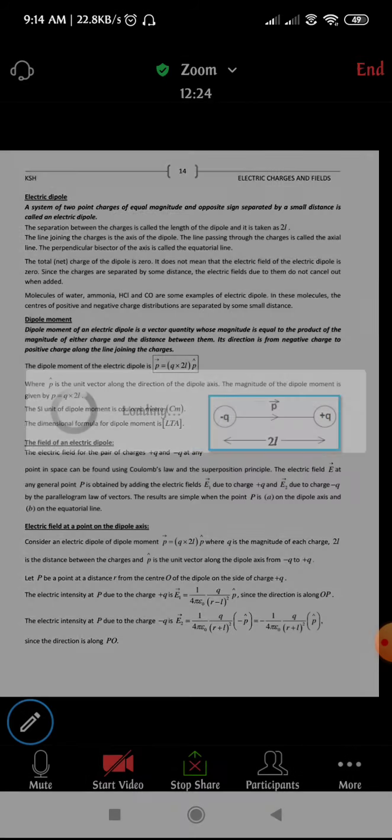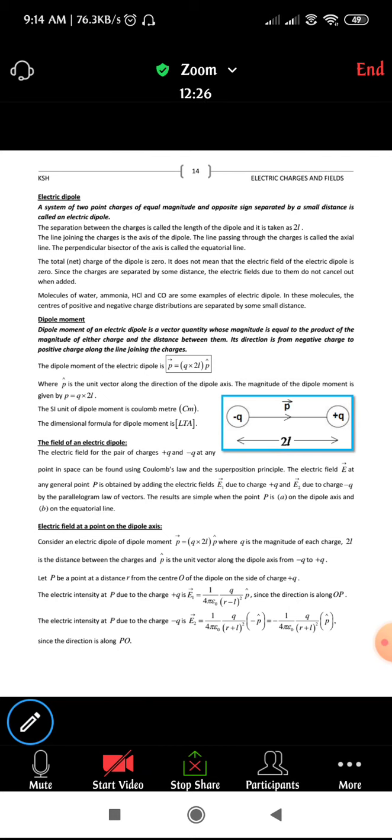Now see here, as we know, the mathematical form of electric field, how we are going to write: E is equal to 1 by 4 pi epsilon into q divided by r square.